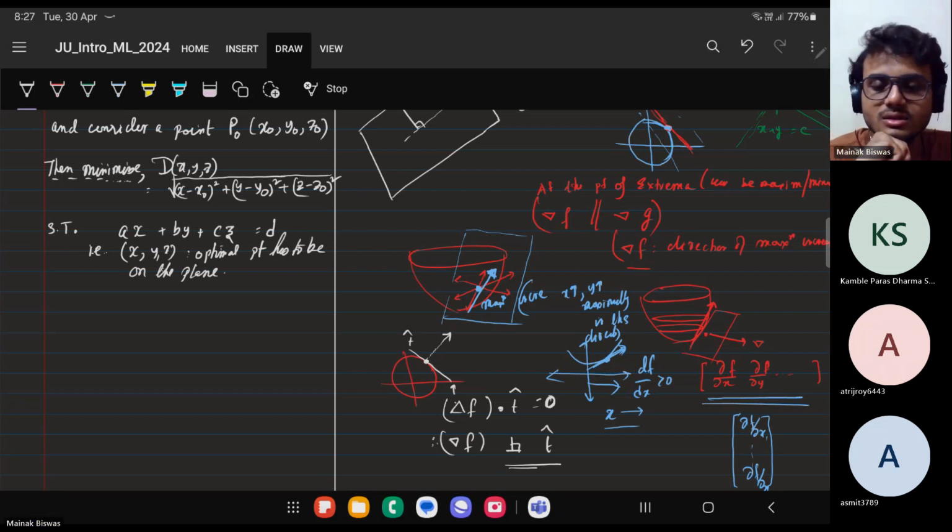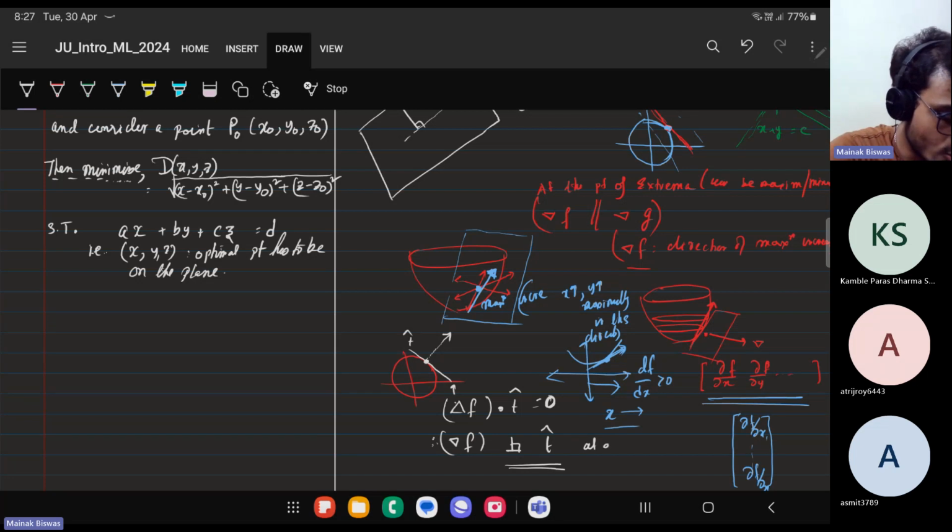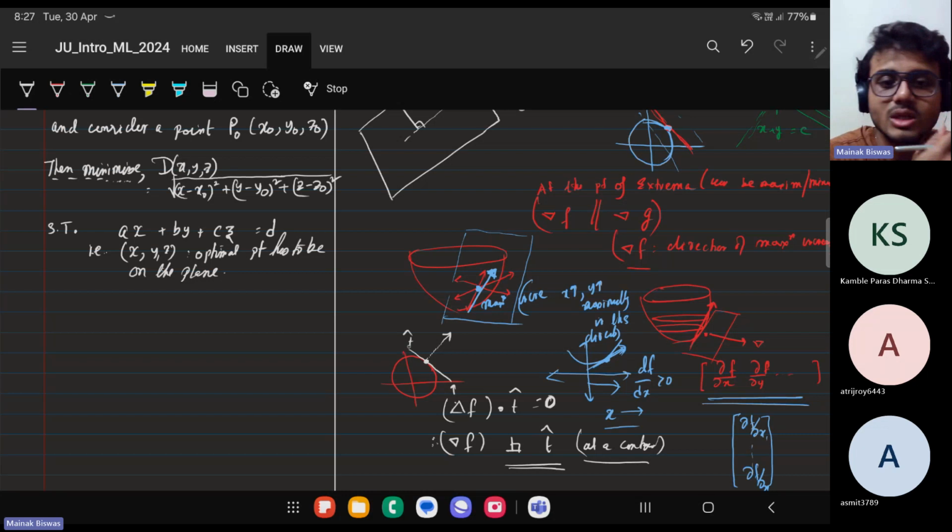Okay. At a contour. Clear now? If this is the no change direction, the perpendicular has to be the most change direction, right?